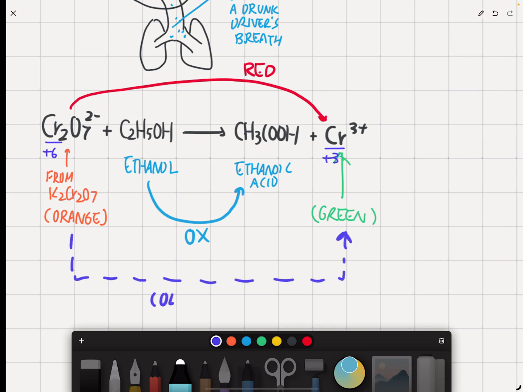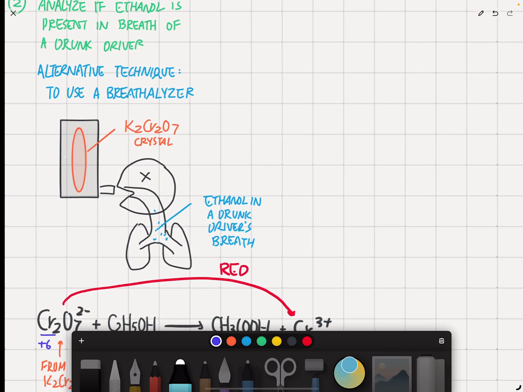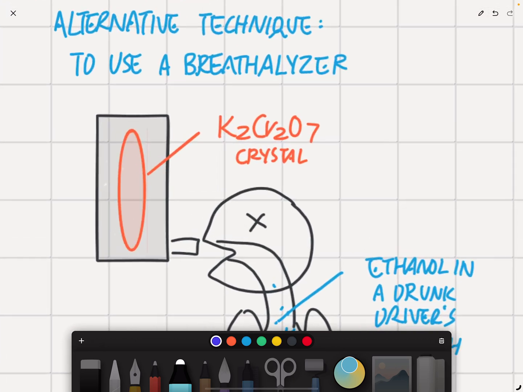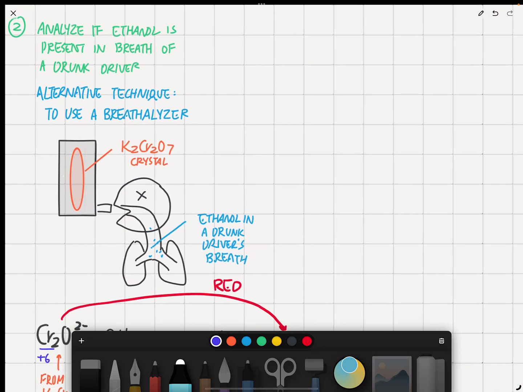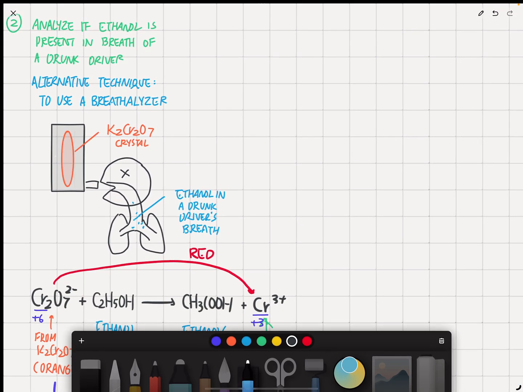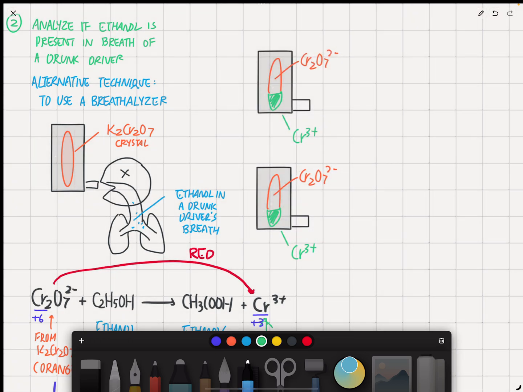And if you are the officer testing this drunk driver to see if he's drunk, you're passing his breath into this column of potassium dichromate crystal, you will notice some greening in the crystals. At least part of it will turn green, because this now becomes chromium-3, and there is of course some remaining dichromate here. So the more drunk he is, the more green it will become. So let's say this is more green now.